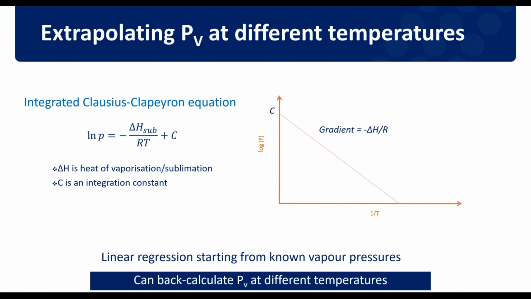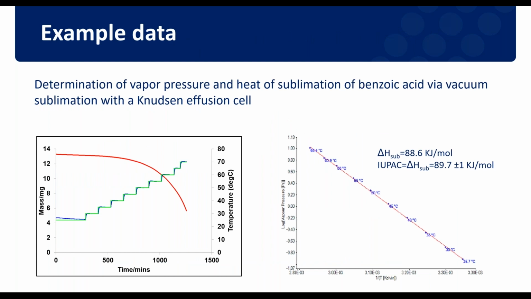So we can calculate the enthalpy of sublimation, or vaporization in the case of a liquid, and back calculate the vapor pressure at different temperatures by either extrapolating or filling in the blanks between experiments. This is how such an experiment looks on paper.